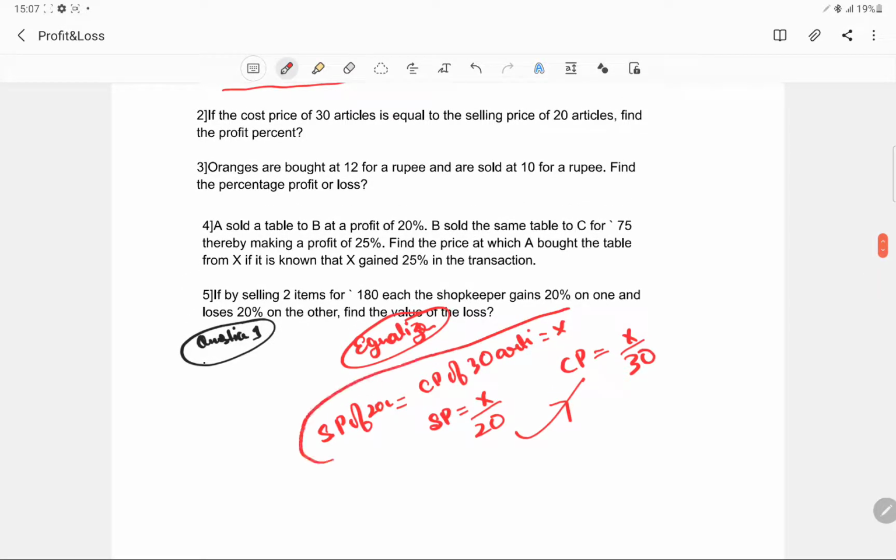So what mattered was that we were actually computing it for a single or for a unit quantity. We cannot compute profit and loss for unequal number of articles.